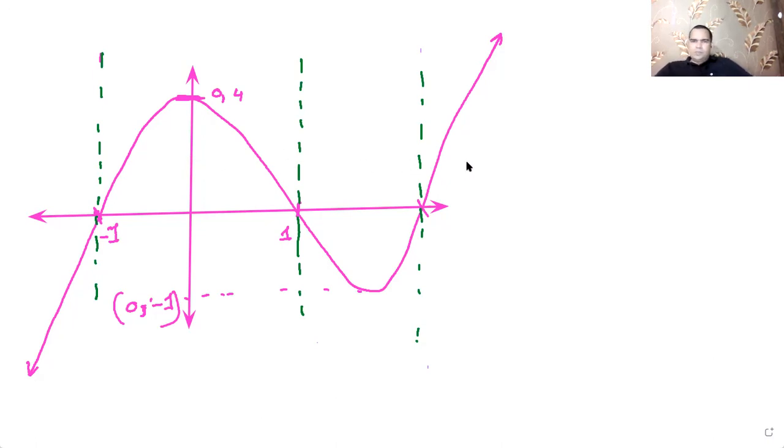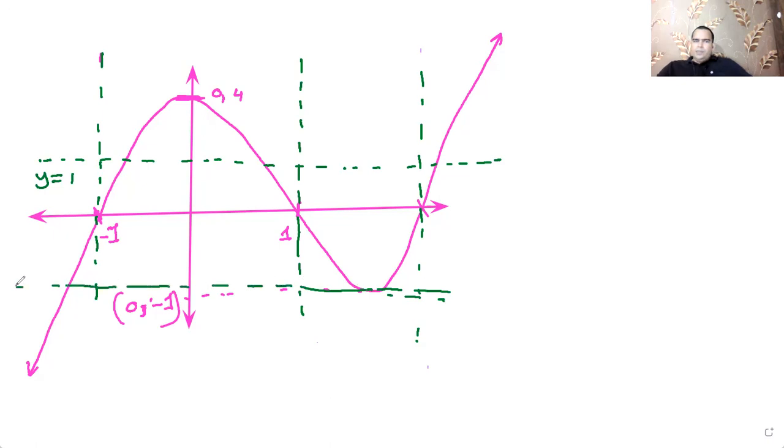Now, after this, you draw approximately the y equals 1 line. The y equals 1 line is here, and the y equals -1 line is here. Now, after this, you are going to mark these points. These are the crucial points where your function and its reciprocal are going to cross each other.